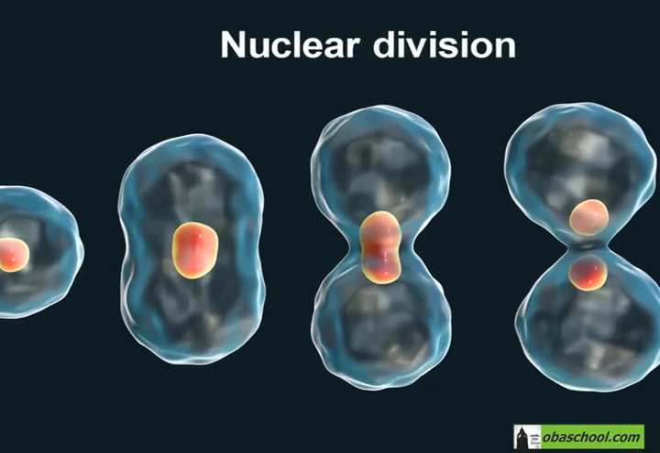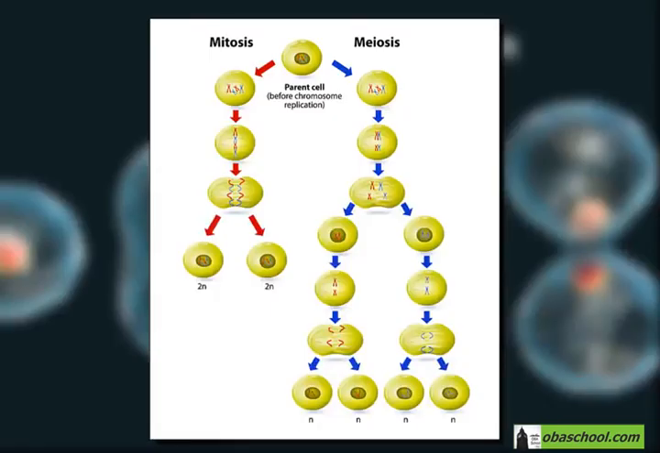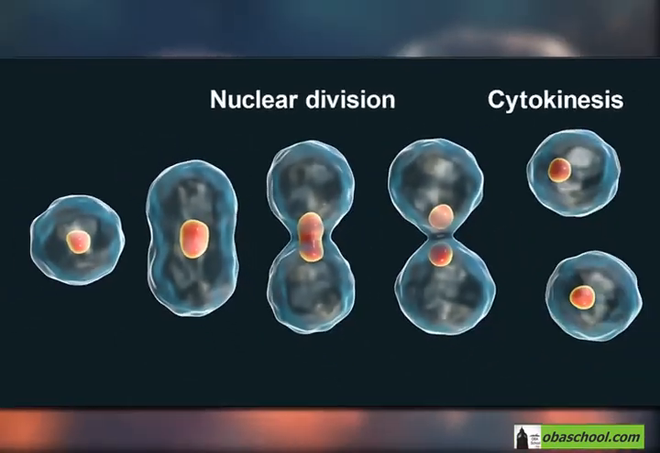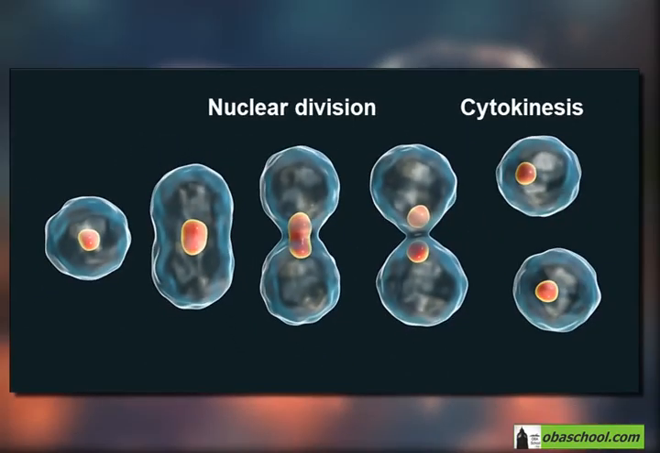In nuclear division, the nucleus and not the entire cell divides. And nuclear division has two types, mitosis and meiosis. Mitosis is the division of the cells of the body, except for the sex cells, and meiosis is the division of the sex cells. Cytokinesis is a process that follows nuclear division.